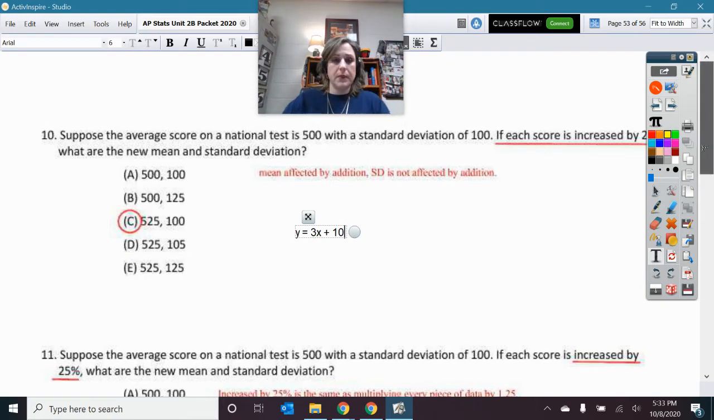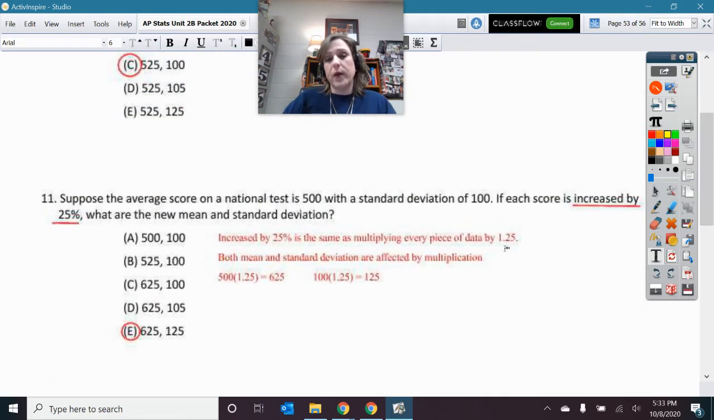Okay. All right. Next. Oh, here we go. Here's one where it's increased by 25%. So that's this 1.25 multiplier, and that multiplier affects the standard deviation as well.